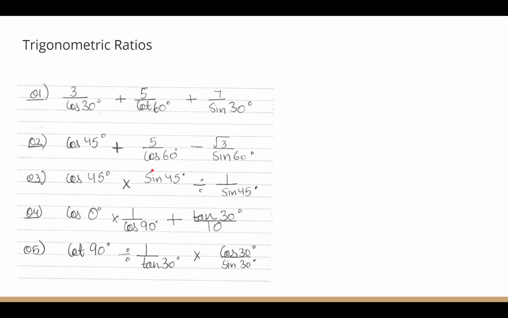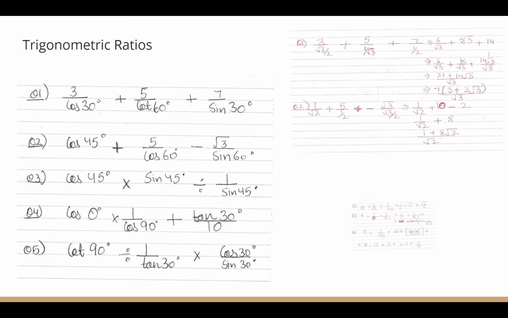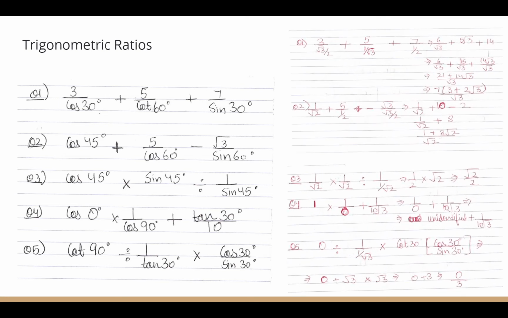If you know these answers, please write them on a paper showing all of your working out and then see these answers. Here are the answers for these 5 questions. I've showed you my working out from step to step. I've even simplified them in the end for you. You can pause the video for 5 seconds and then cross check your answers.